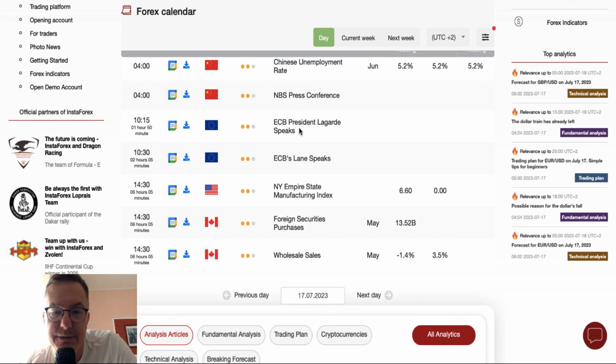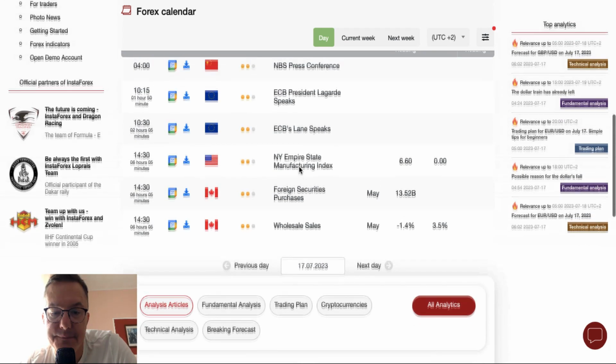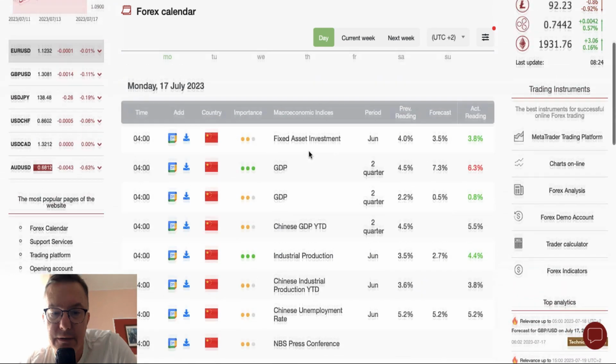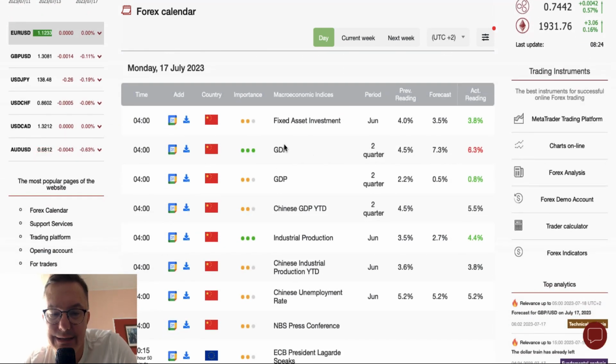There is an ECB President Lagarde speech. There is an ECB Lane speech. Both of the speeches are scheduled for release at 10:15 and 10:30. Then during the London session we got some New York Empire State Manufacturing Index data from the US, and then data from Canada in the form of foreign securities purchases and the wholesale sales scheduled for release at 2:30. So this is how it looks like on the economic calendar. Plenty of data from China.